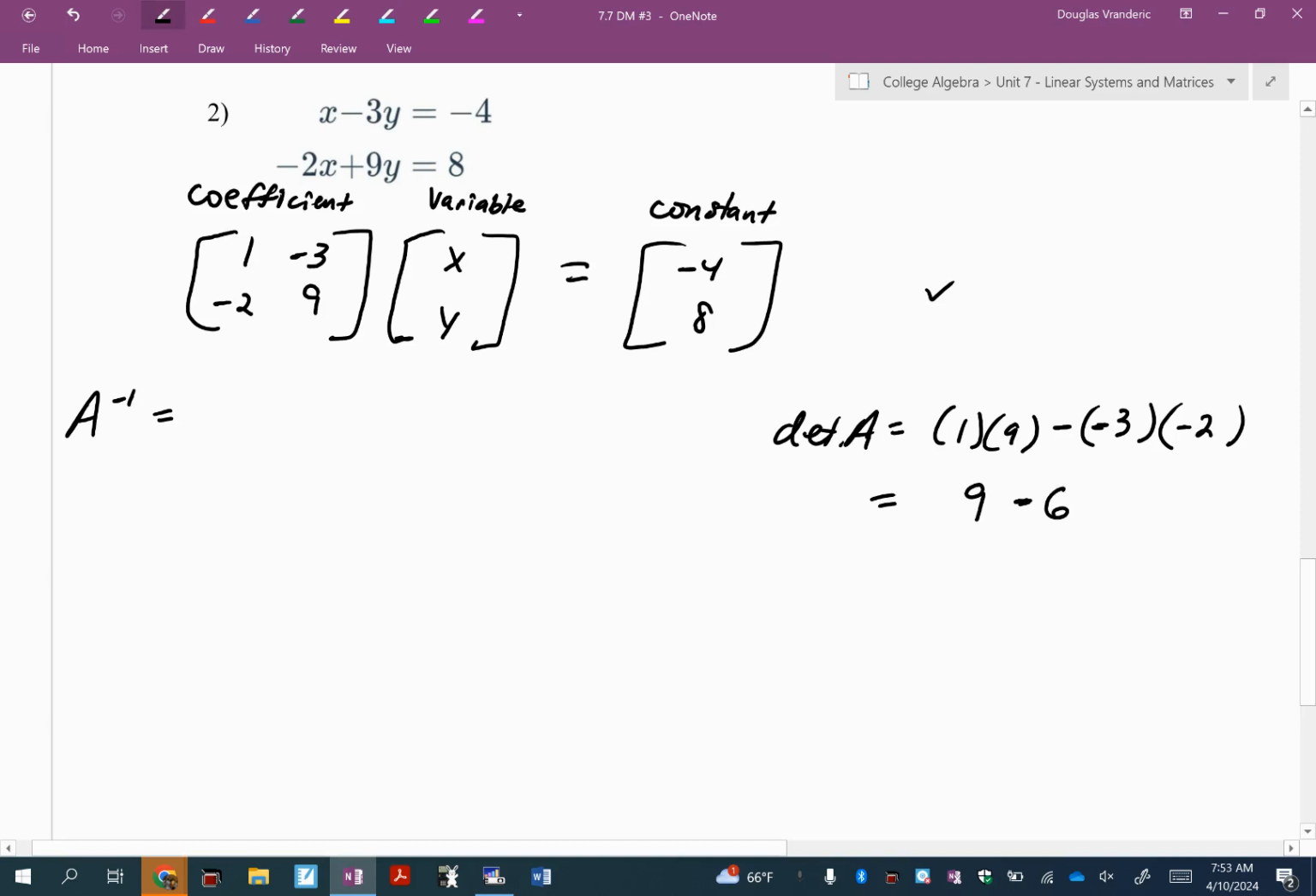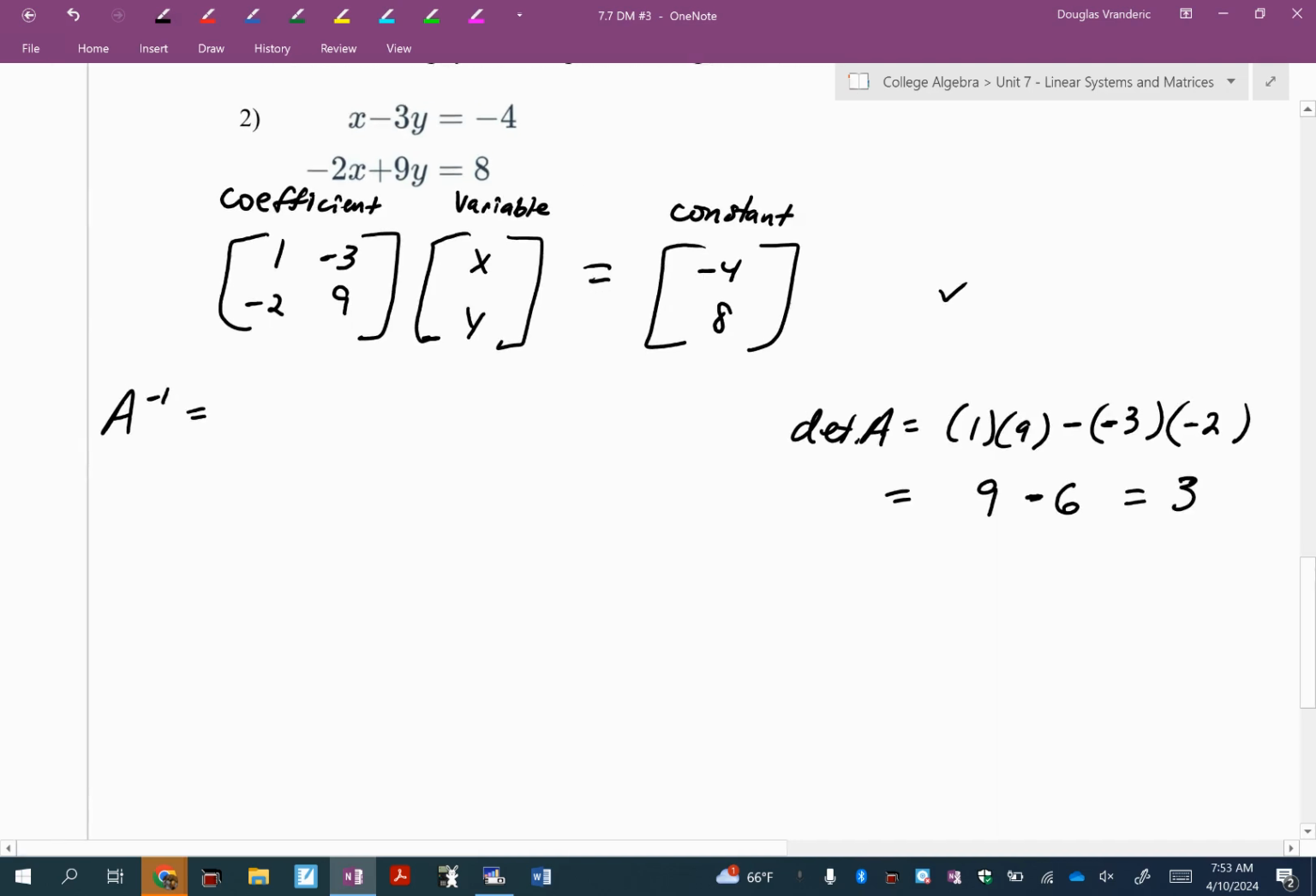9 minus 6, so what is my determinant? It's 3. All right, so I'm going to put this 1/3 times. And again, if you remember what Manny said, we're thinking switch ops, so switch places, opposite signs. So my first diagonal, 1 and 9, is going to switch places to become 9 and 1. My other diagonal, -3 and -2, those are going to become the opposite signs. So that's going to be a +3 and a +2.